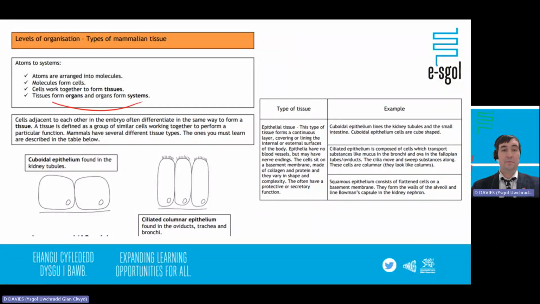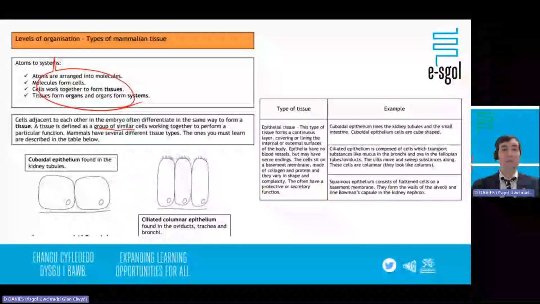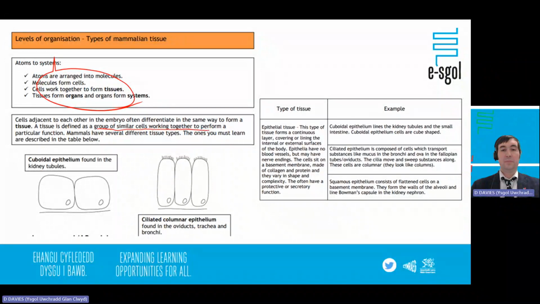So we're back on our Cornell notes now. You need again a piece of paper in thirds, and then write your notes in the two thirds, cues in the other bit, and a summary across the bottom when you have finished. So cells adjacent to each other in the embryo often differentiate in the same way to form a tissue. A tissue is defined as a group of similar cells working together to perform a particular function. That is a bread and butter definition, so you need to know that.